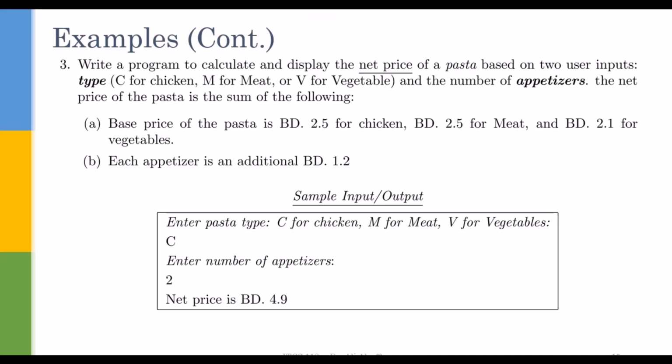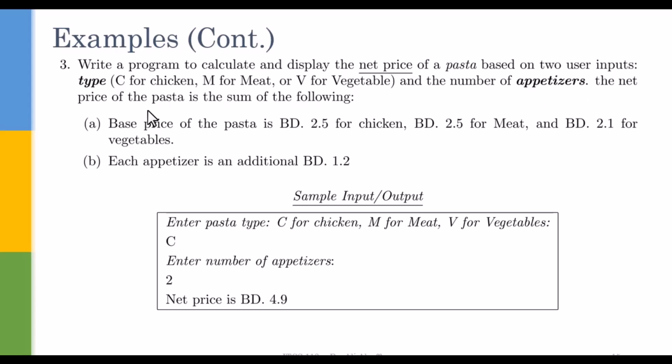For our third problem, we would like to write a program to calculate and display the net price of pasta based on two user inputs. The input will be the type, so C for chicken, M for meat, or V for vegetable, and the number of appetizers. So these are the two inputs: we have type and we have appetizers.